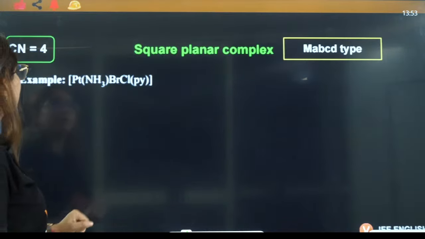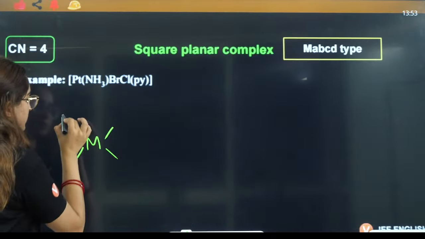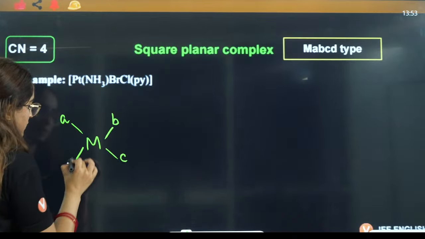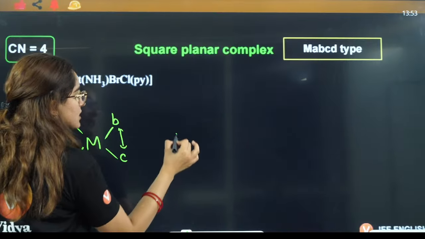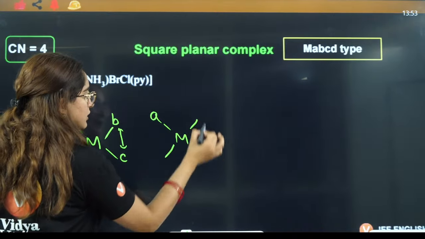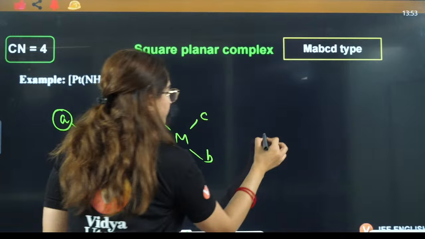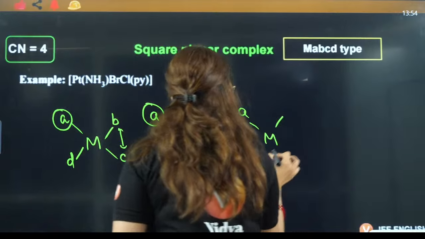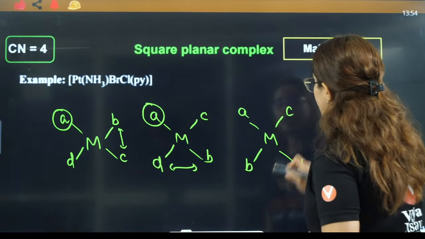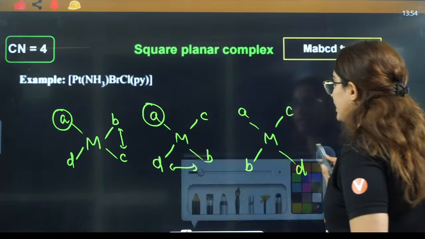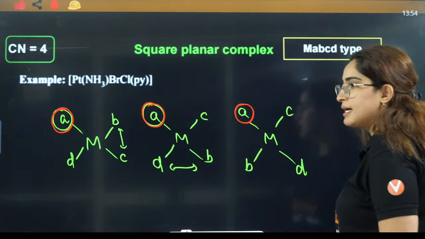Okay. Next is if you have MABCD. In this case, this is A, this is B, this is C, this is D. You fix one of them, then you exchange the others. B and C are exchanged here. A is fixed, this is C, this is B, this is D. Now you exchange these two. This is fixed, right? Then you exchange this B here and this becomes D. Now A is already fixed here.